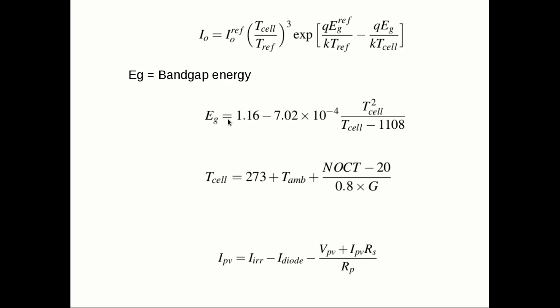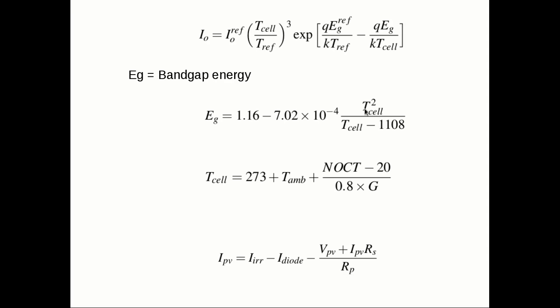EG is called the bandgap energy. Again, a very solid state device characteristic. This is the actual band gap in the diode due to that dispersion factor, or rather the barrier junction. So we calculate EG in this particular case by this equation, and as you can see, it's another nonlinear equation which is related to the square of the temperature of the cell.